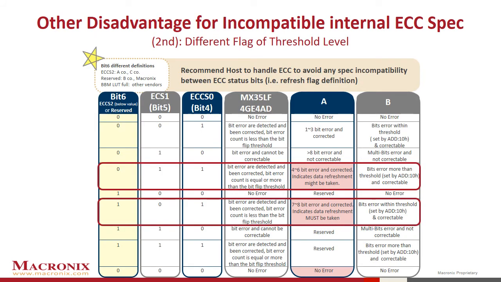Another example of incompatibility between vendors is the ECC threshold status register bit definition. NAND vendors with on-chip ECC use these bits to determine when data needs to be refreshed and moved to a new block. This can cause headaches too, since each vendor may assign different registers for this function. Having host-based ECC eliminates this issue.